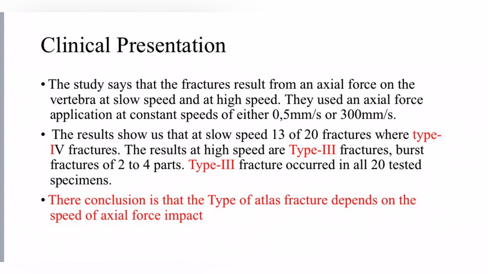The results show us that at slow speed, 13 of 20 fractures were type 4 fractures. The results at high speed are type 3 fractures, burst fractures of 2 to 4 parts, and type 3 fracture occurred in all 20 tested specimens. Their conclusion is that the type of atlas fracture depends on the speed of axial force impact.